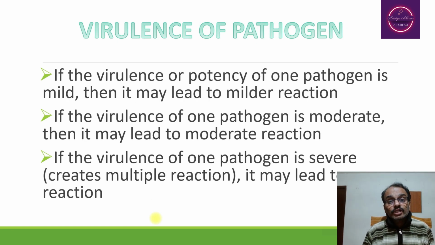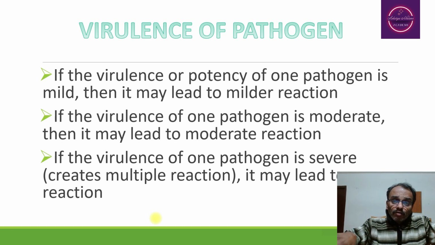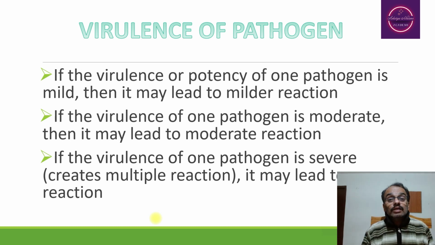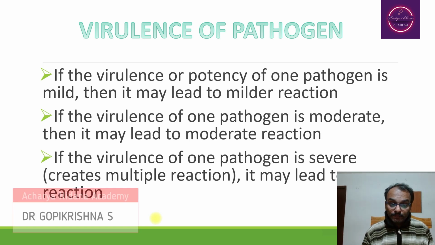The third point that we need to know about is the virulence of the pathogen. That means how potent it is, which actually decides the pathogenesis. If the virulence, or potency, of a pathogen is mild, then it may produce a milder reaction inside the body. If the virulence of the pathogen is moderate, it produces a much wider reaction, so the person may have a moderate kind of pathogenic event inside the body.